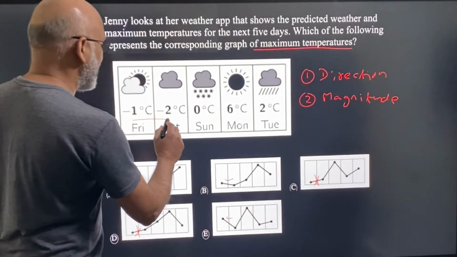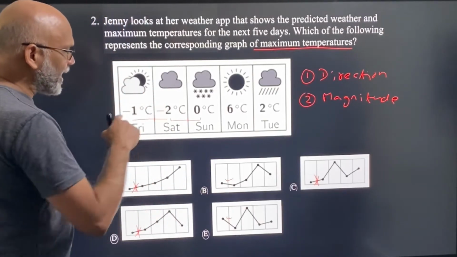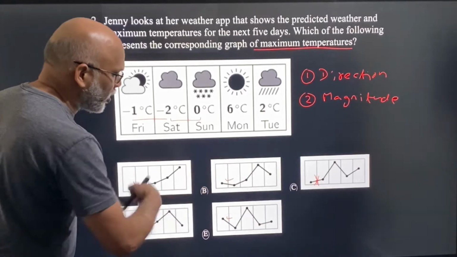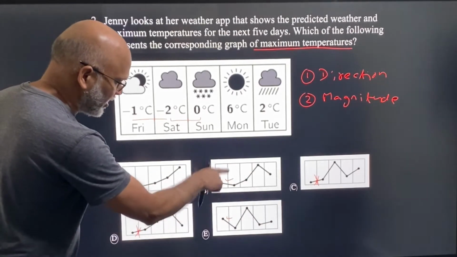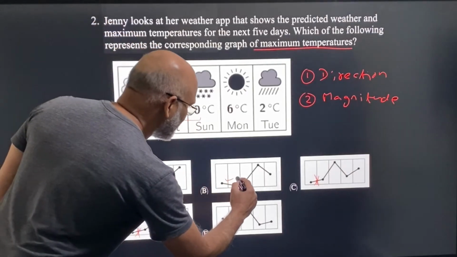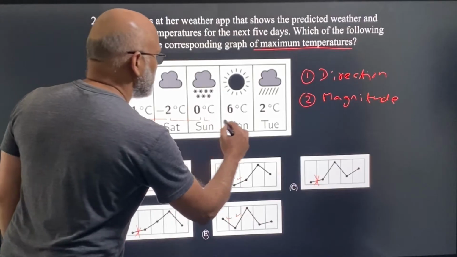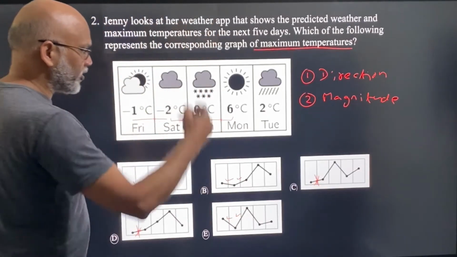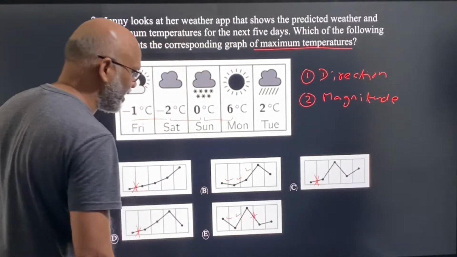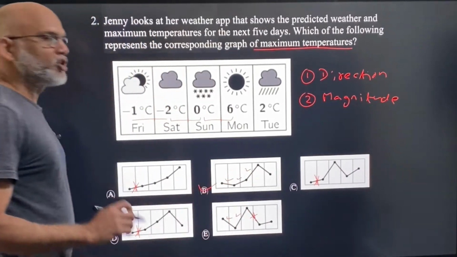All right, next let's go to Saturday to Sunday. Saturday to Sunday, -2 to 0, so it has to increase. Most of the choices are already crossed out. I need to look at only these two, so it needs to increase. This is increasing, this is increasing, it's fine. 0 to 6, again it has to increase. Here it increases, here it is going down, so this cannot be it. So the only thing that is remaining is B, then B must be the correct choice.